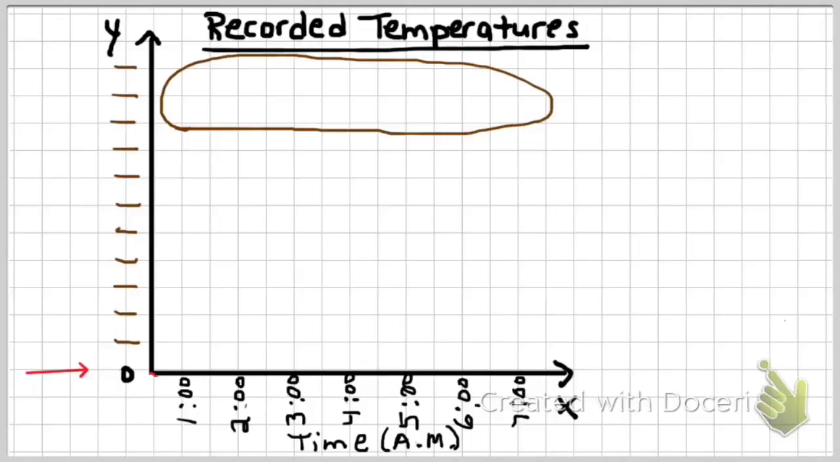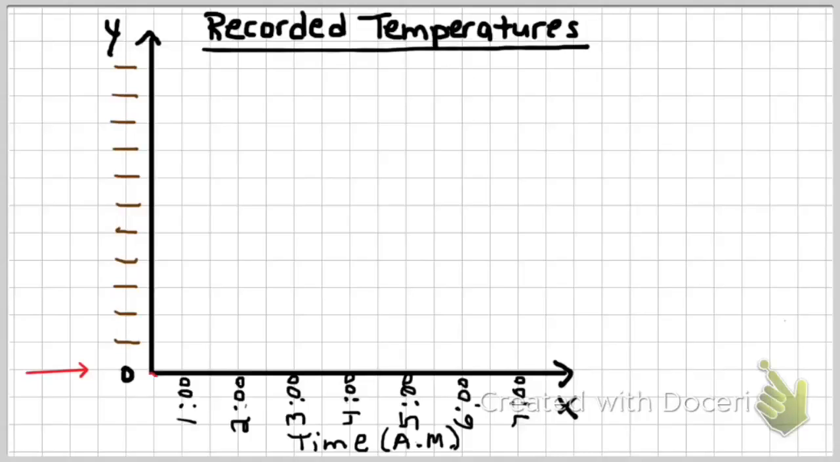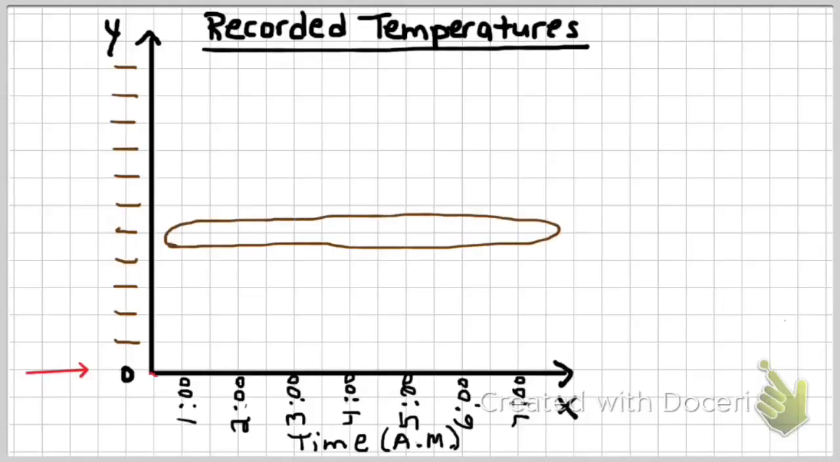If I counted by 10s, that would be even worse. My lines would be up even closer together. So it'd be 10, 20, 30, 40, 50. All of my information would be in this tiny, thin little area right here.